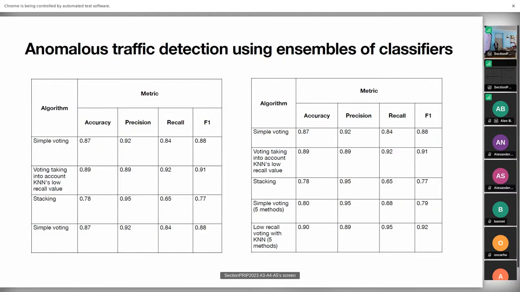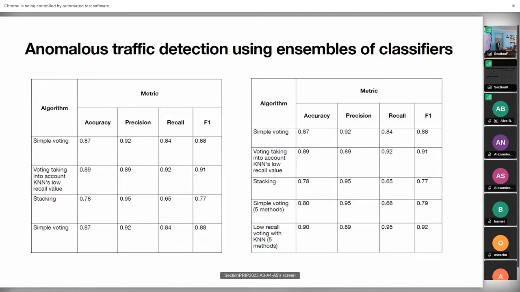A creative solution was found by substituting the one class SVM with a random forest classifier, which proved to be an excellent fit and seamlessly complemented the existing ensemble methods. Upon reviewing the performance of the stacking based approach, it's apparent that the decision to substitute the one class SVM with the random forest might have influenced our results.